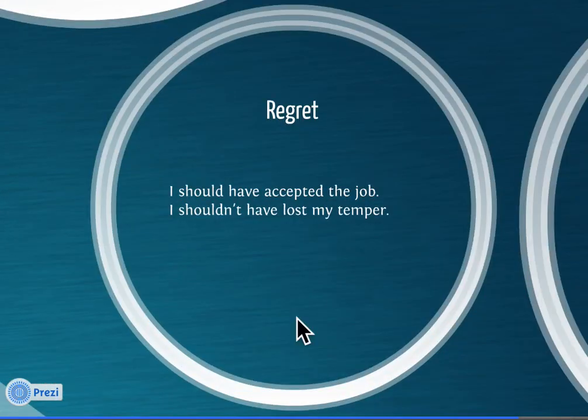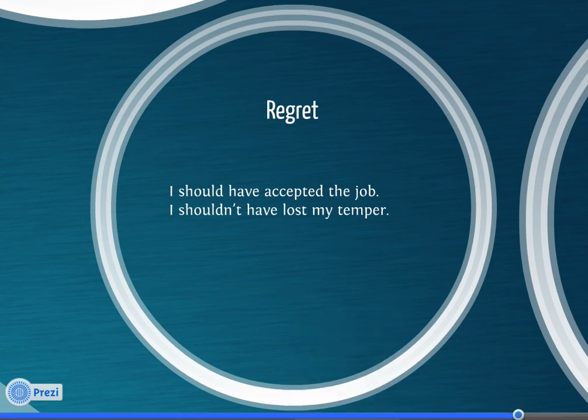Regret. You see it with the same should. No change. It's just the context, but you're expressing regret. I should have accepted the job. Or I shouldn't have lost my temper. So I regret it. I am not feeling very proud about that.